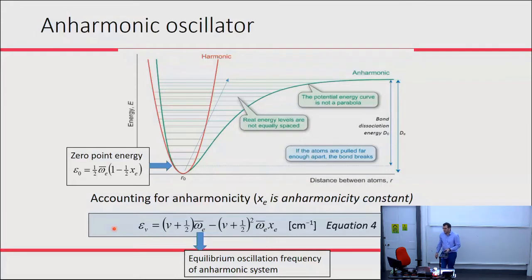Again, we still have the zero point energy, but now this is slightly different. It's not just a half times the oscillation frequency now, it's a half times the oscillation frequency times 1 minus a half times the anharmonicity constant. So this is a slight correction. Usually it's a very, very small deviation from the actual zero point energy in classical terms.